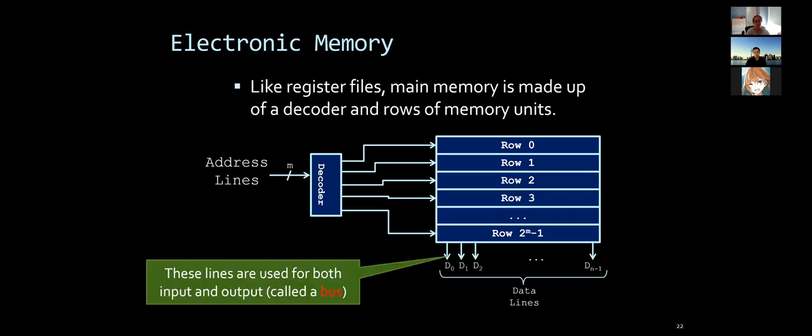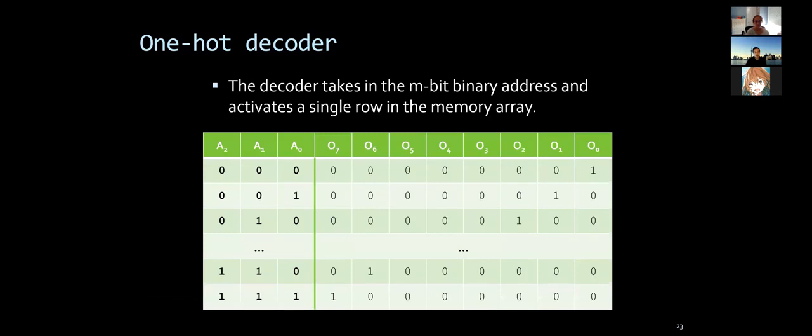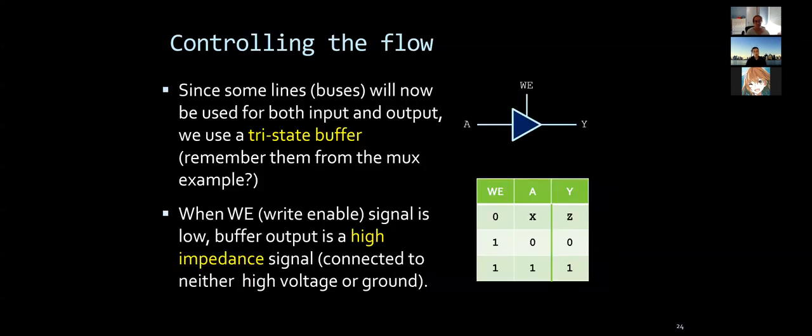Okay, let's gradually move on. So these lines here are used for both input and output, and they're called the bus, and we're going to talk about that. So essentially, the decoder takes in the M-bit binary address and activates a single row in the memory. This would be the truth table for the decoder. So essentially it activates one particular row at a time. Okay, controlling the flow. To control the flow of the executions, some lines or buses, that's how we're going to call it moving forward.